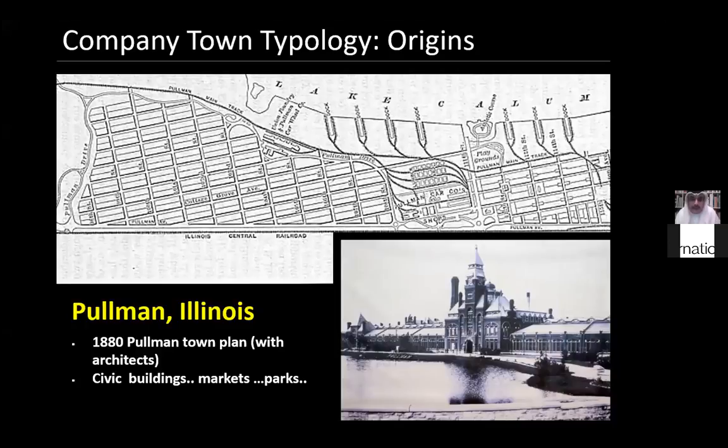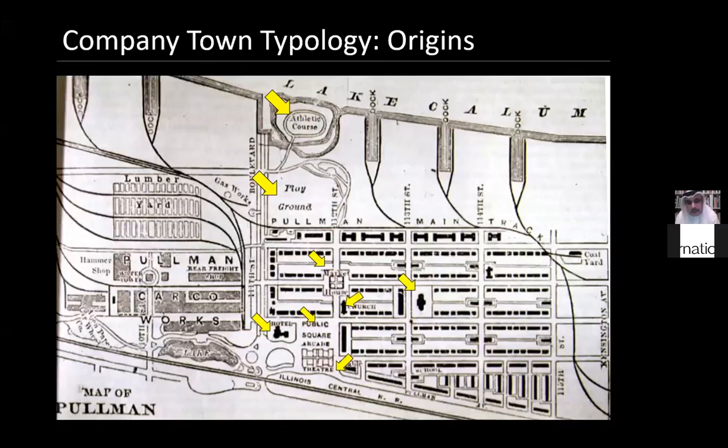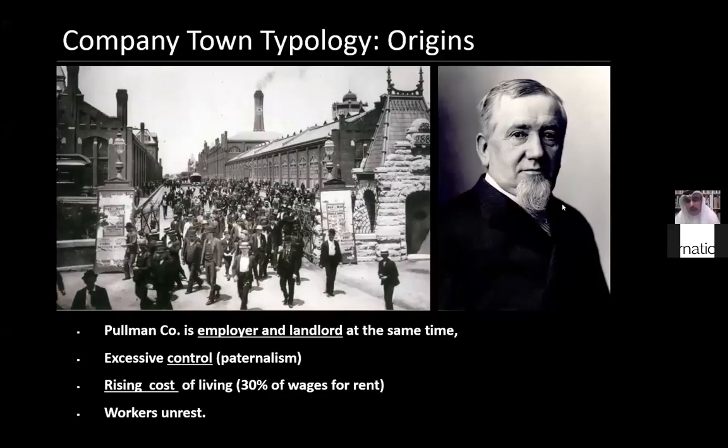It was not a public realm. It's a town, the size of a town, with all the facilities of a town, like a church, schools, parks, public squares, a hotel, even theaters. But it's all owned by the Pullman Company, and therefore Pullman was completely controlled by its own company. The company itself was the employer of every resident in the town. It was also the landlord, so it had the power of setting the rent and the price of food and everything that goes on in town.